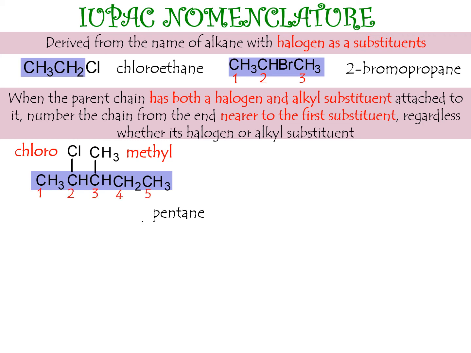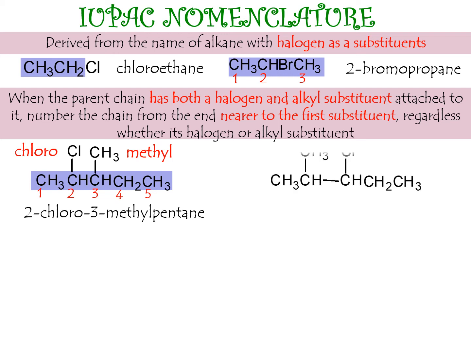Therefore, number 1 starts from the left-hand side of the parent chain. Chloro is located at carbon number 2. Methyl is located at carbon number 3. According to alphabetical order, arrange the substituent groups: C in the word chloro, followed by M in the word methyl. Thus, the IUPAC name is 2-chloro-3-methylpentane. Don't forget to write a hyphen between number and word.